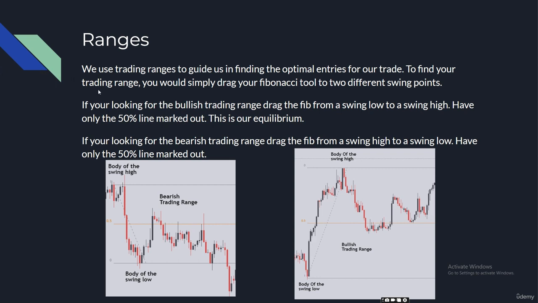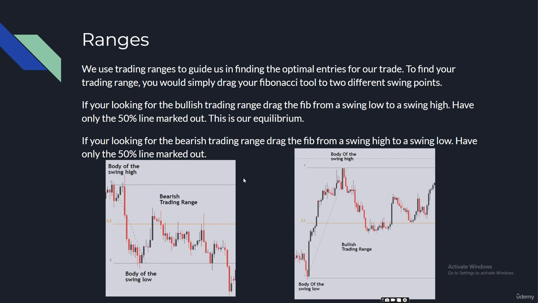So if you're looking for the bullish trading range, you would drag the fib from a swing low to a swing high and have only the 50% line marked out. That would be our equilibrium. And an equilibrium is basically balanced. It's in the middle. So from this swing high to this swing low, at this 50% line, that's our equilibrium. That's the midpoint from this swing to this swing.